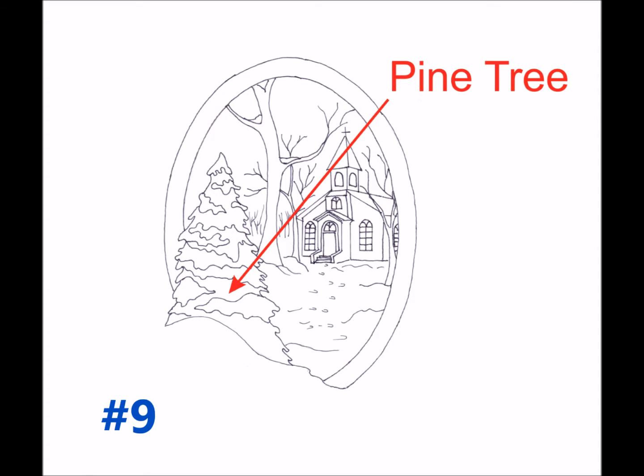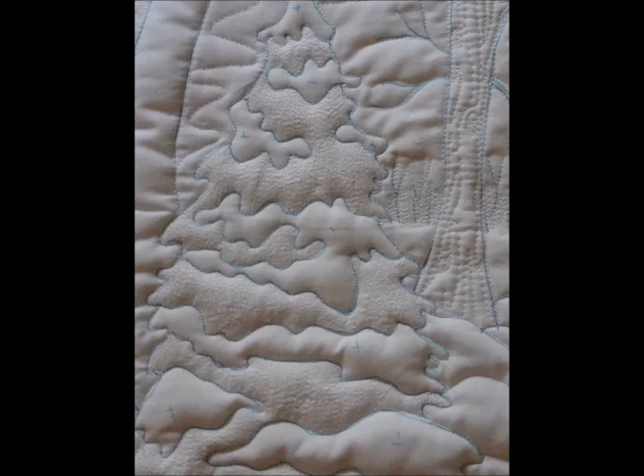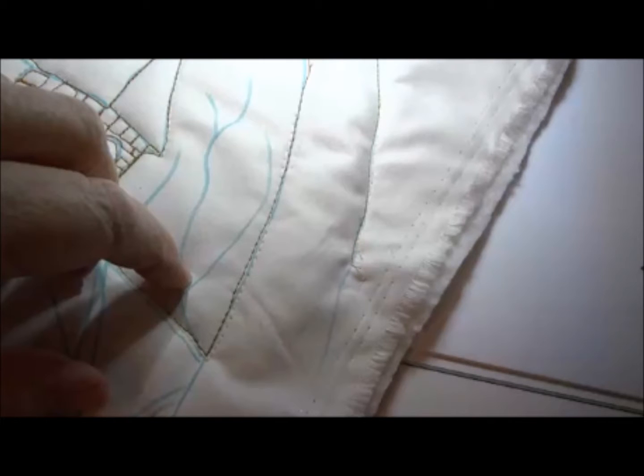The ninth thing that we're going to get to is the first thing we started with, and that's the large pine tree. Now you can stitch around the pine tree, and you can stitch all the snow elements inside the tree. Last but not least, we're going to stitch the inside of the frame.